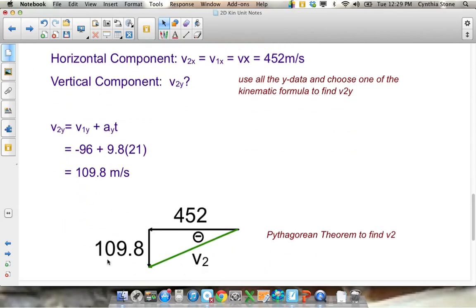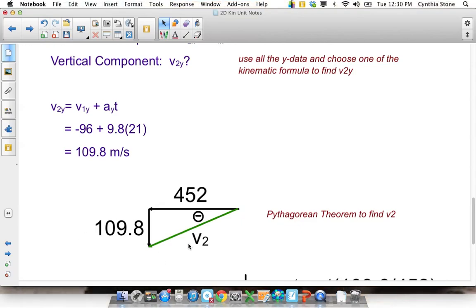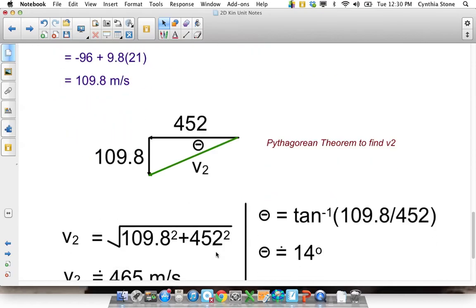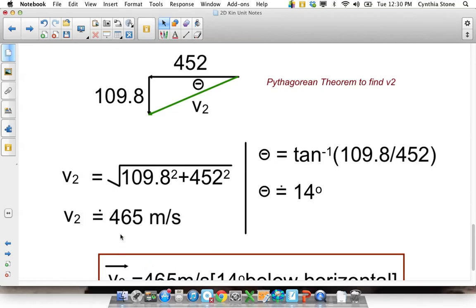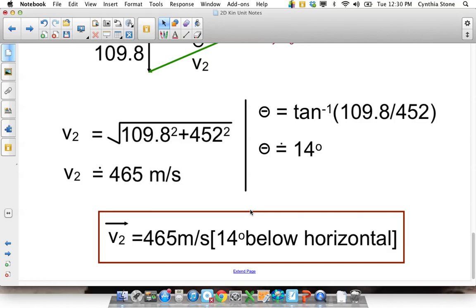And so then when I work out, like we've done so many times before, we know the x component, we know the y component. Let's solve for the magnitude of the v2 and the direction, the angle below the horizontal. So numbers wise, it's 465, which isn't that much different than it started, by the way. And then angle wise, 14 degrees. Okay, so this is, we've done this lots of times already. So then we have our final answer, 465 meters per second, 14 degrees below the horizontal. And done.